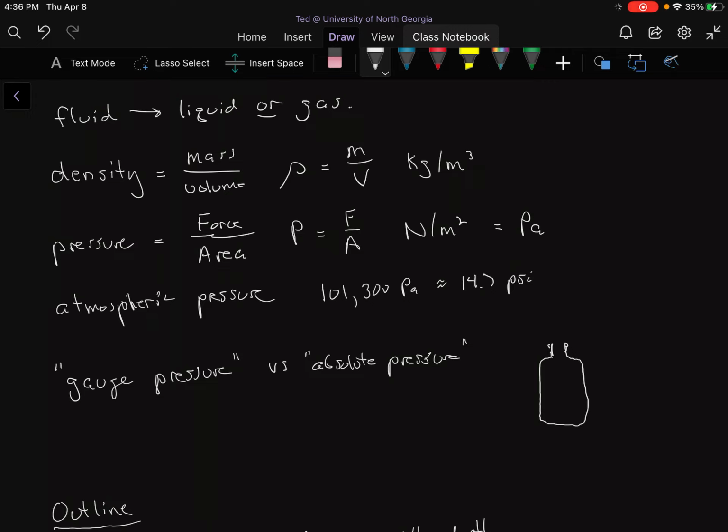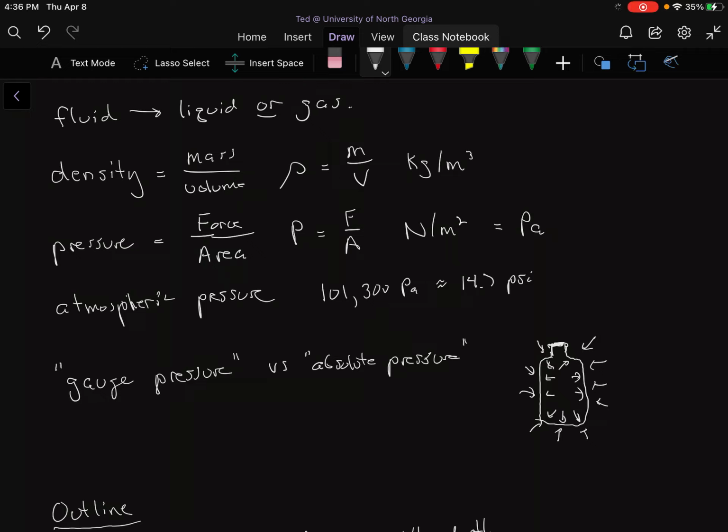Now, what normally happens if you have an open container is that you've got this huge pressure on the outside pushing in on the container, and the air on the inside is pushing out on the container, and those two forces just cancel each other, and so the net force on the container is 0, which is why it doesn't crush or blow up.